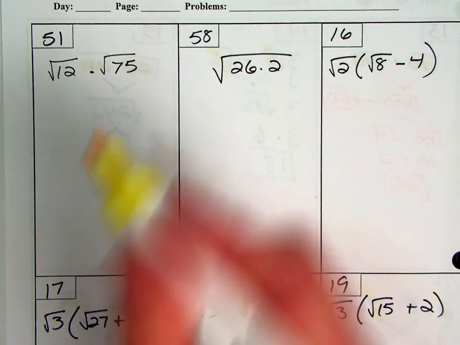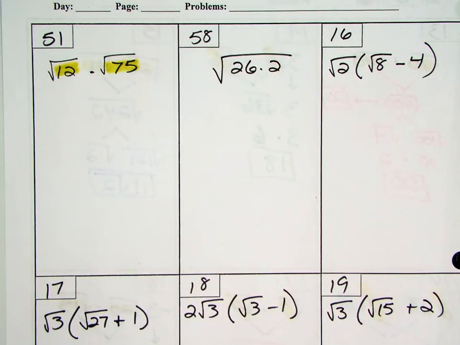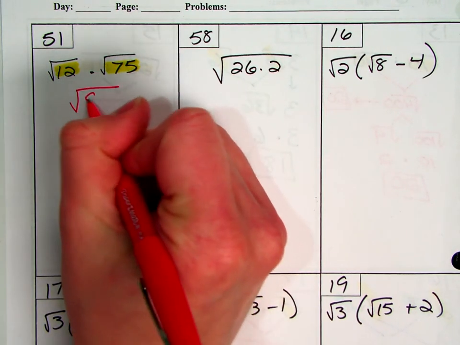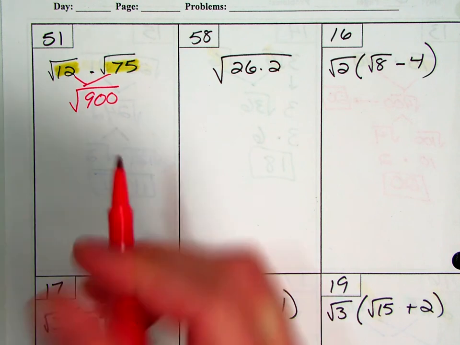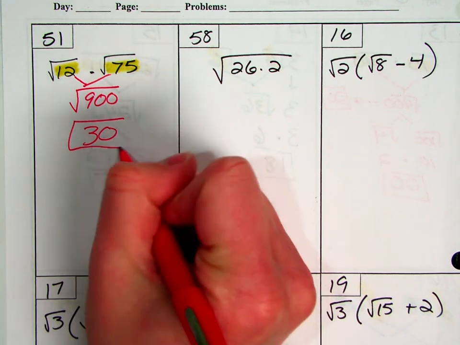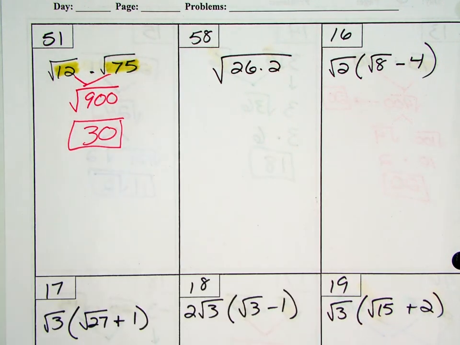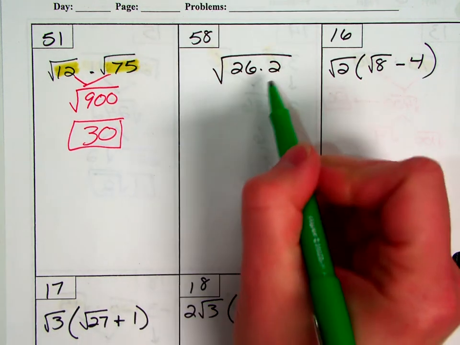51, we should notice that there's also just two numbers and they're both inside the radical. So if I were you, my first step would be to multiply those two numbers together. So we're going to do 12 times 75, and you end up getting 900 when you put them together. Then I would look and see if 900 is a perfect square. So I would type the square root of 900 in my calculator, and the square root of 900 is 30, so you're done.